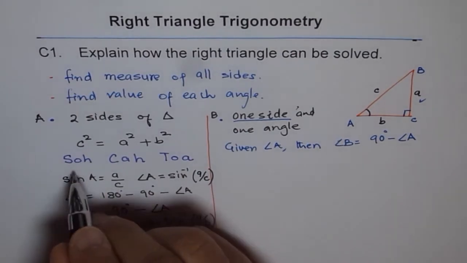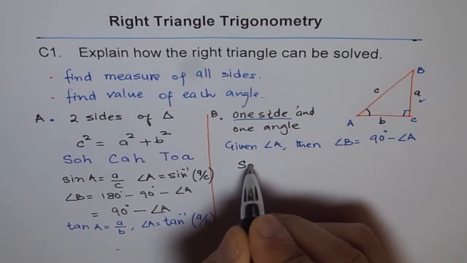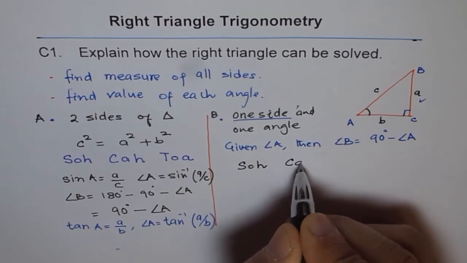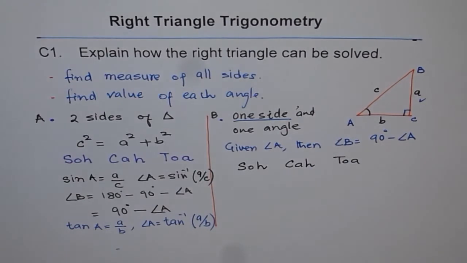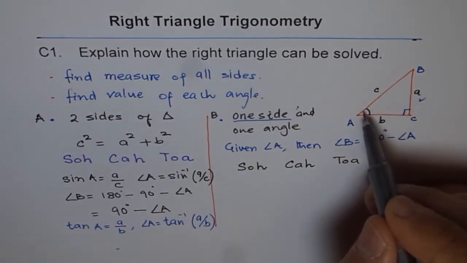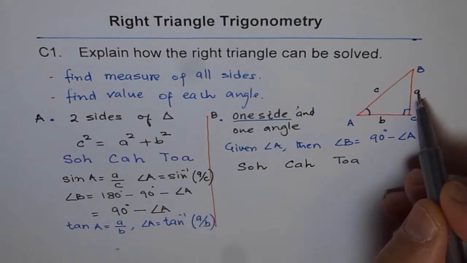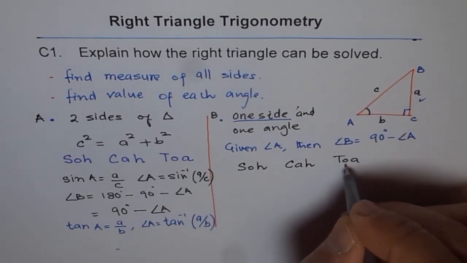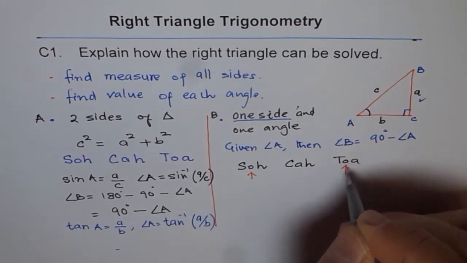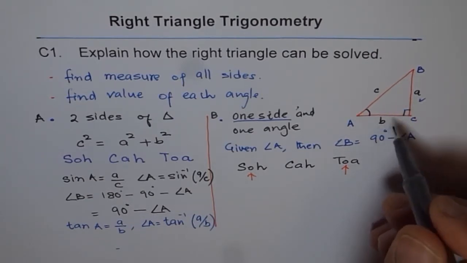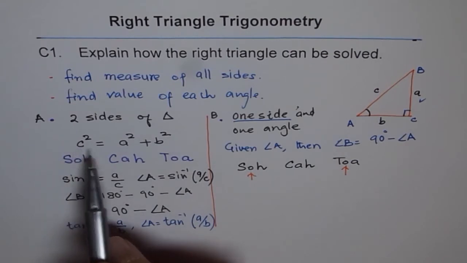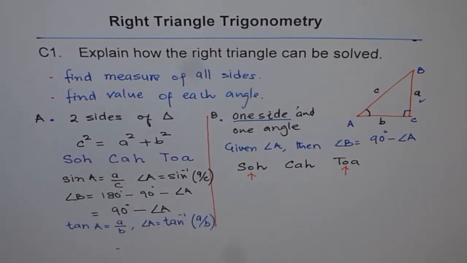So let's go back to our SOHCAHTOA, right? Sine is opposite over hypotenuse. Cosine is adjacent over hypotenuse. And tan is opposite over adjacent. Now let us say we are given the side opposite to angle A. Then we could use either sine or tangent to figure out the answer, right? And once we know one side, we can find the other side using the Pythagorean identity, correct?